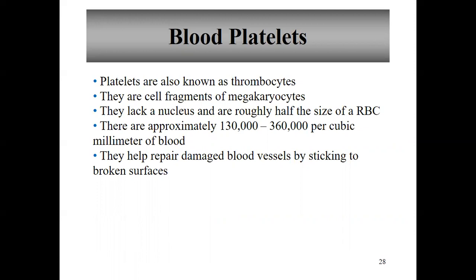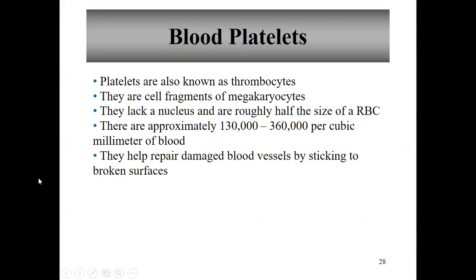Thrombocytes are not actually cells. They're actually pieces and parts of cells called megakaryocytes. So the cells that the platelets come from, or that the platelets are fragments of, are called megakaryocytes.